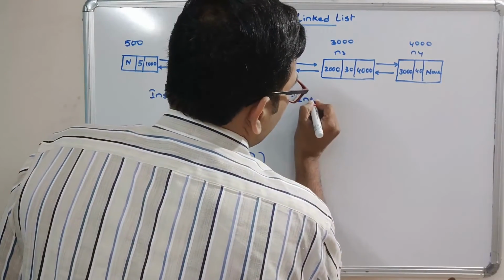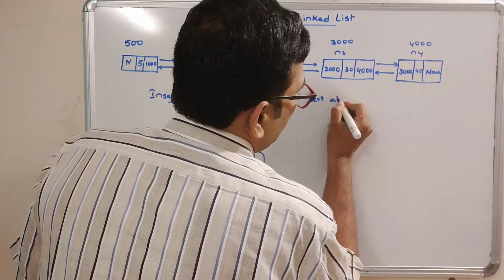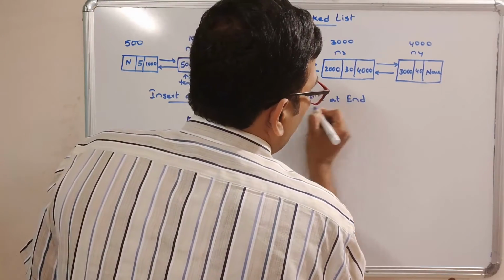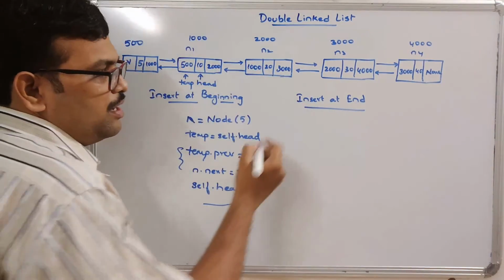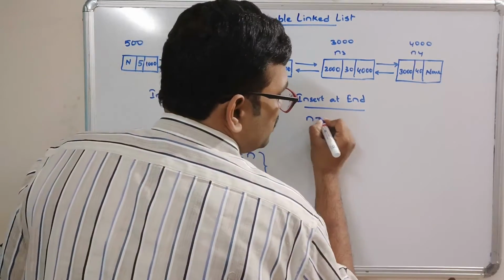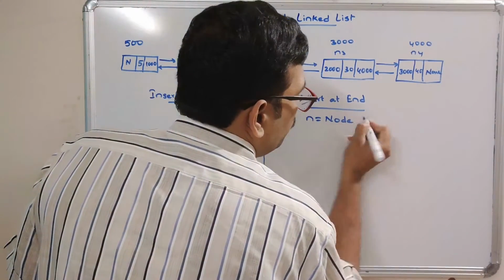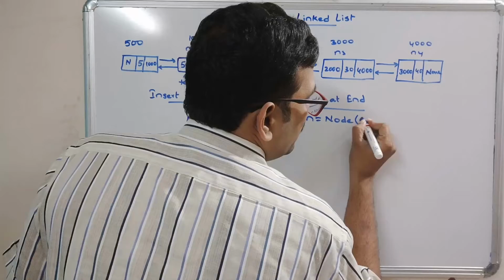The next one is insert at end. At the end we need to insert it, right? So let us take n is equal to Node of, so it's 40, so I will take 50.